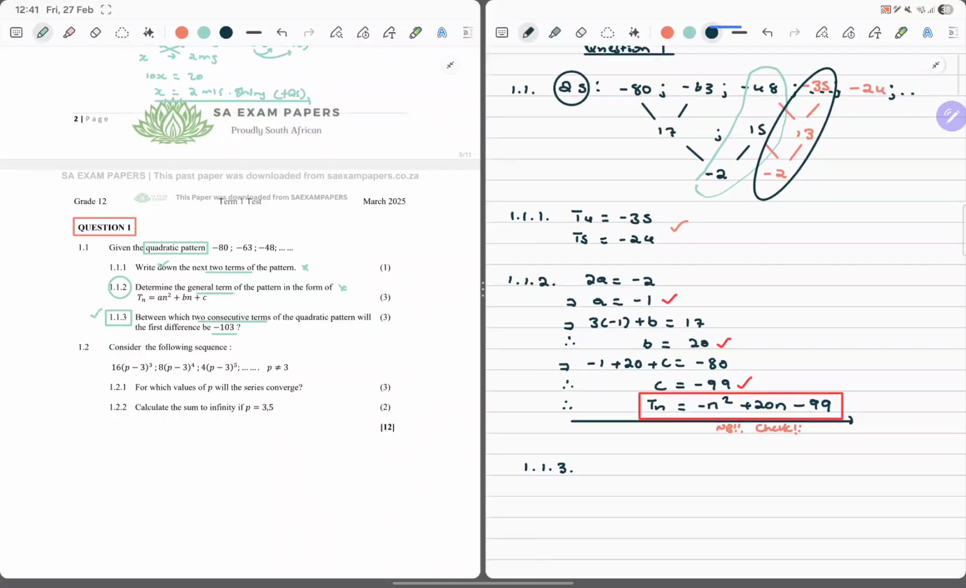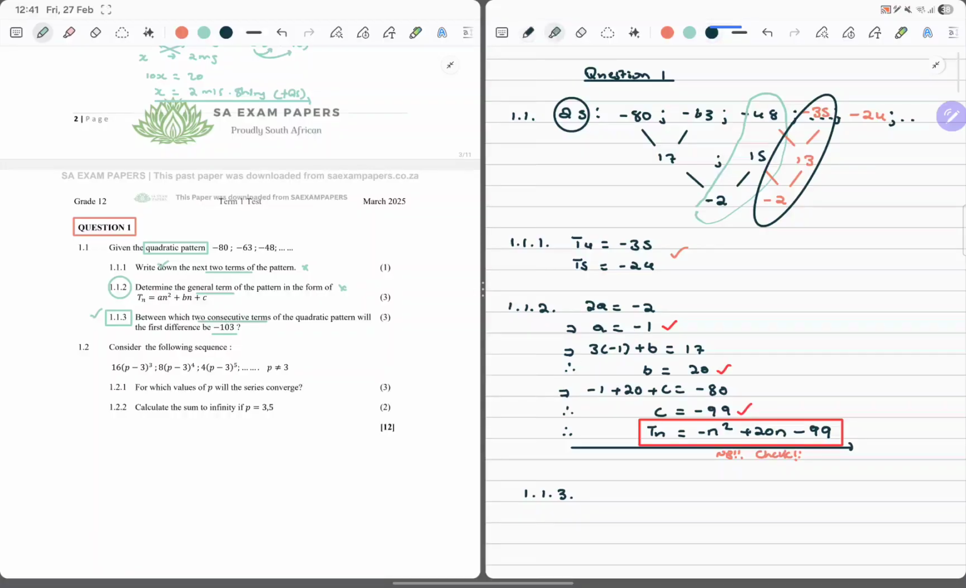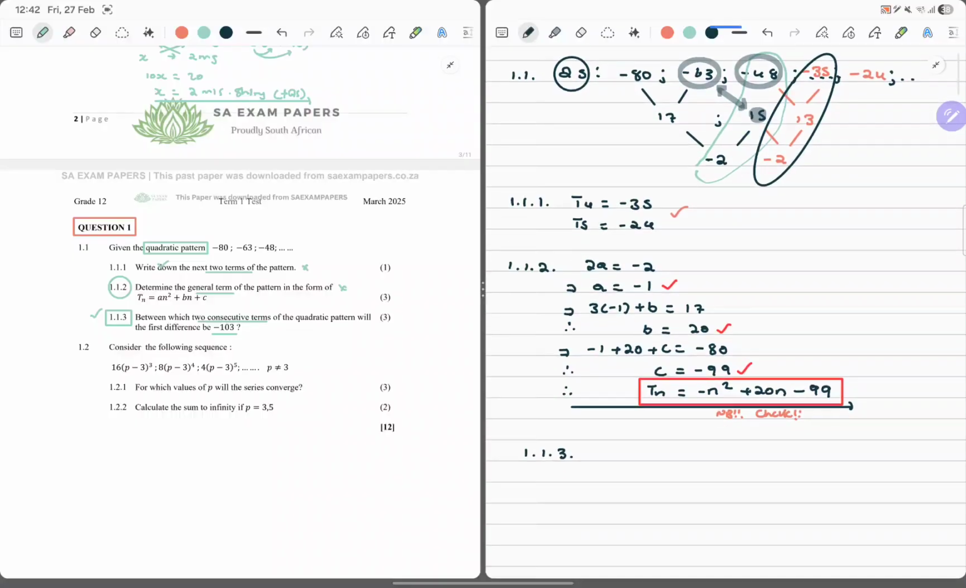for grade 12s. Now if we just observe something here, we will see that, look, T2 of the first differences is in between T2 and T3 of the quadratic pattern. So can you see there is somewhat a positional relationship, if you will, between those two. So this means we can use our sequence of first differences as a way forward.